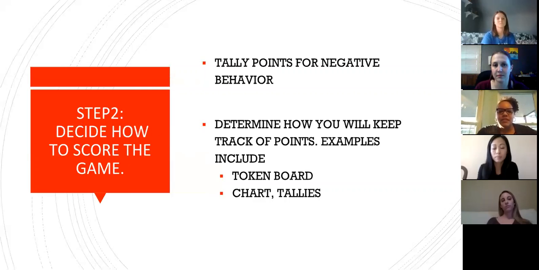Step 2 is to decide how to score the game. Tally points for negative behavior. Also determine how you will keep track of those points. Examples include token boards, charts with tallies, or little scorecards.